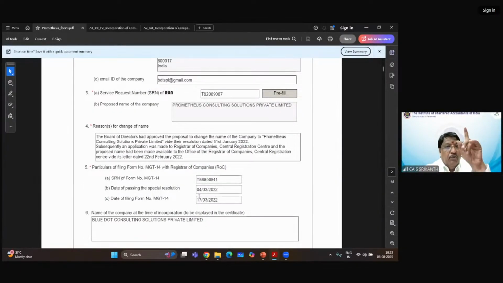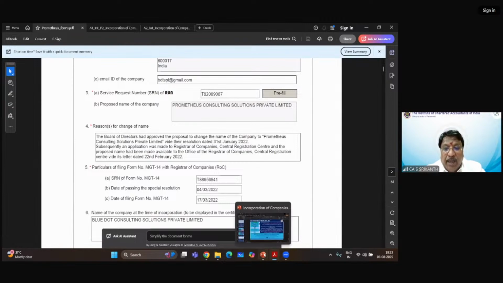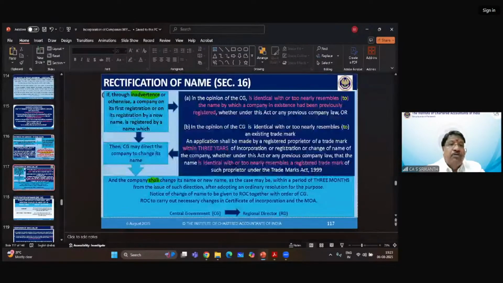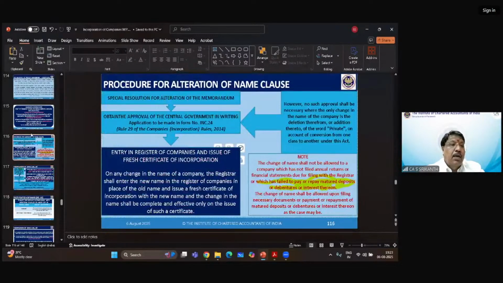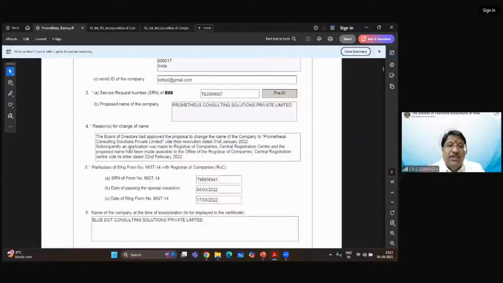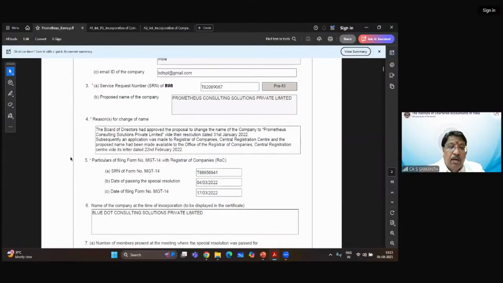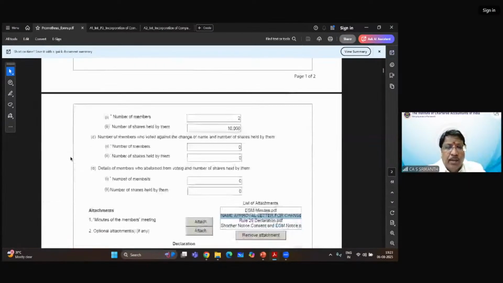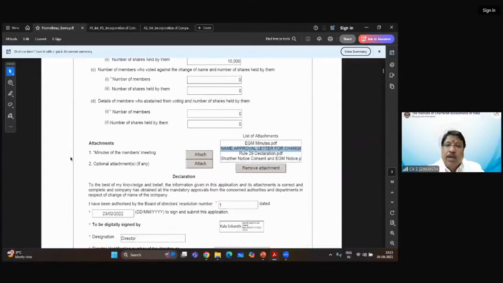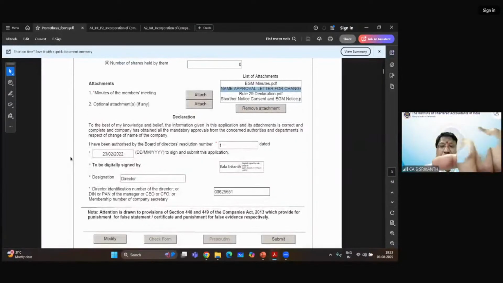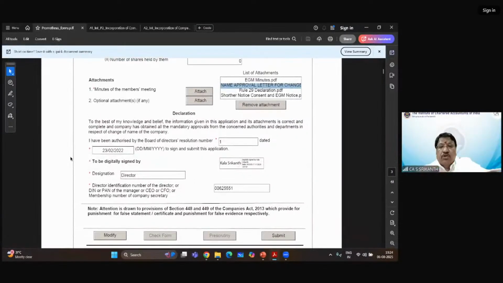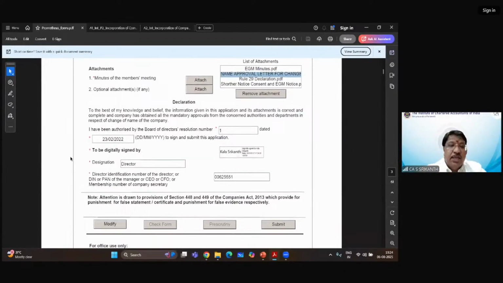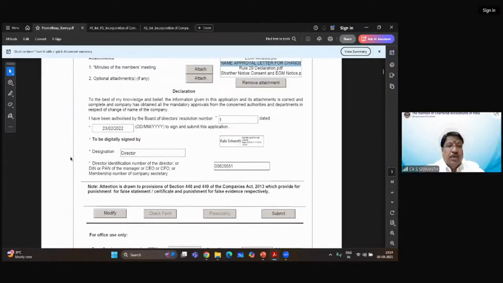You remember now, if you want to amend the name, what you should do? First, special resolution. Now, that special resolution, you have to give reference. All that number of members, only 2, and so on. And this is digitally signed using one of the directors. It so happens it's my wife's digital signature. She's a director of that company.